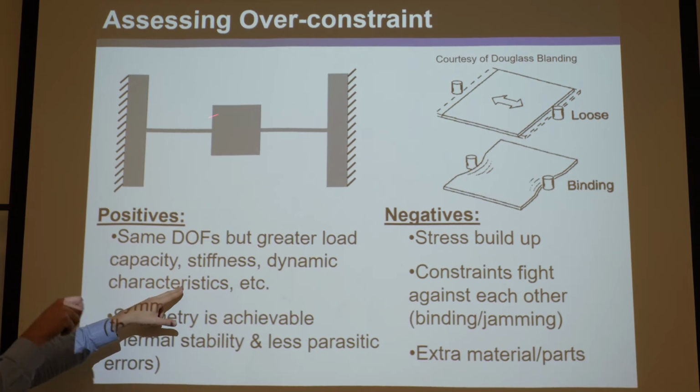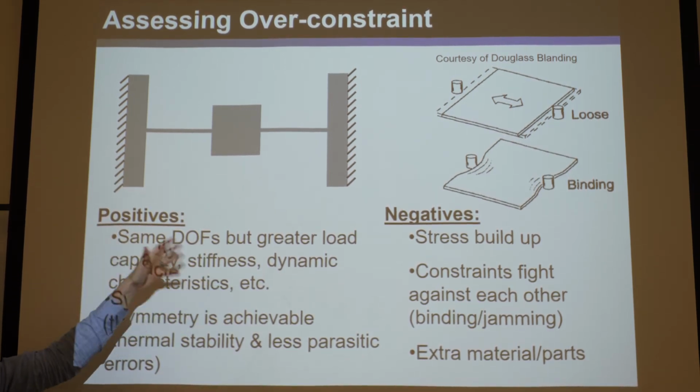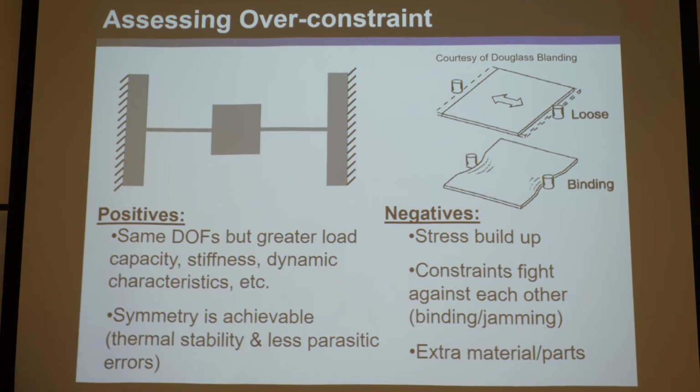Okay, so by over-constraining, making something symmetric, you can increase load capacity, stiffness, and dynamics, all without changing degrees of freedom. That might be really great. The other thing is symmetry is a really important principle in design, right?